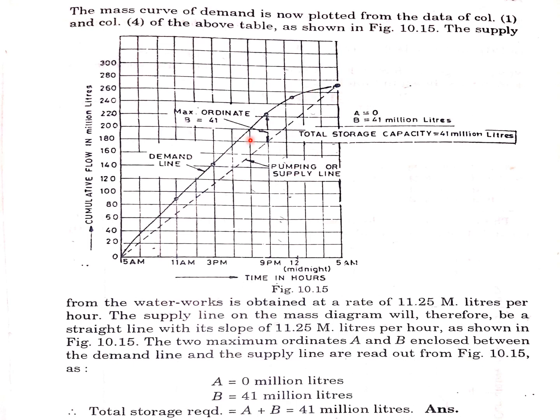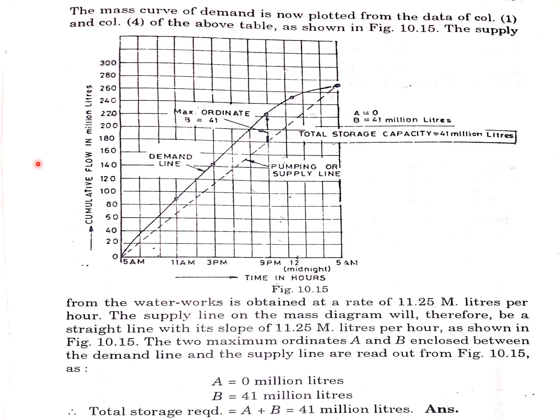Understood how this drawing was made? So after this you can find the maximum ordinate in this. So this is the maximum ordinate. So what is its capacity? A is equal to 0, because the supply line does not cross anywhere. The demand versus supply never becomes zero anywhere. So this is the maximum one. So the storage capacity is 41 million liters.